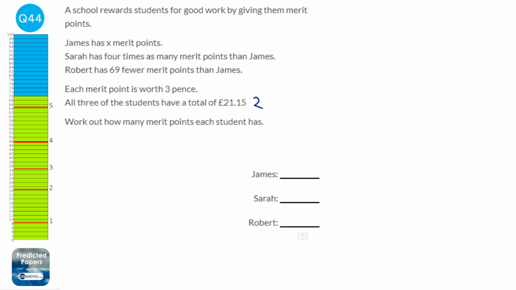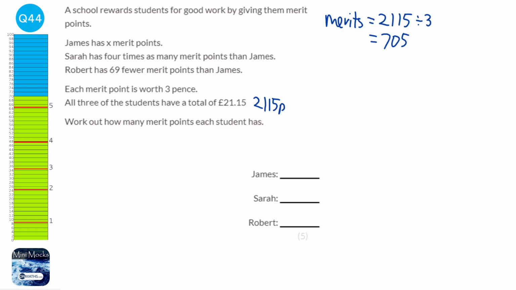So I'm going to do this in pence, so 2,115 pence. And if each merit point is worth 3 pence, then we can work out the amount of merit points by doing 2,115 divided by 3. So that gives us 705. So there's 705 merit points.